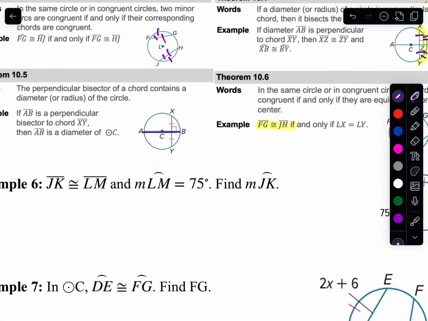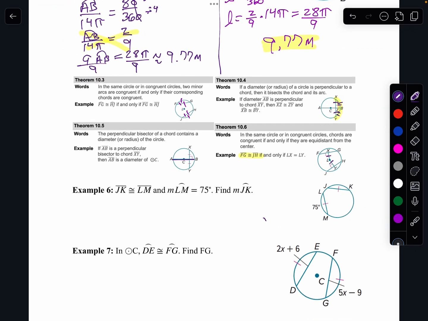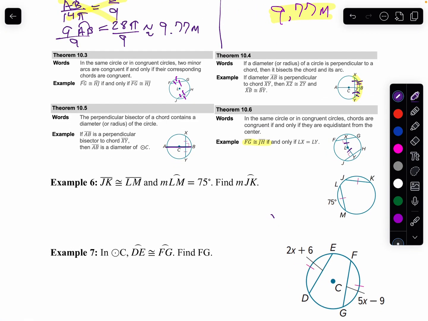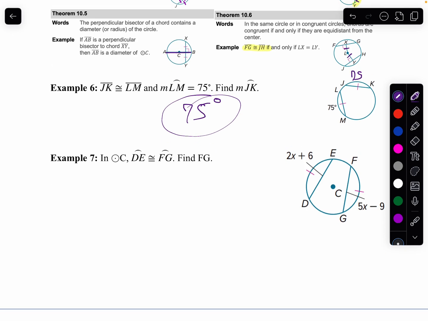Now let's apply that. And let me back it up here. On this problem, we're told J to K is congruent to L to M. See, they're marked congruent here. So I know they cut off equal arcs. So if L to M is 75, J to K is 75. So I get a 75 degree arc right there. Congruent chords go with congruent arcs. And now the next one is just backwards.